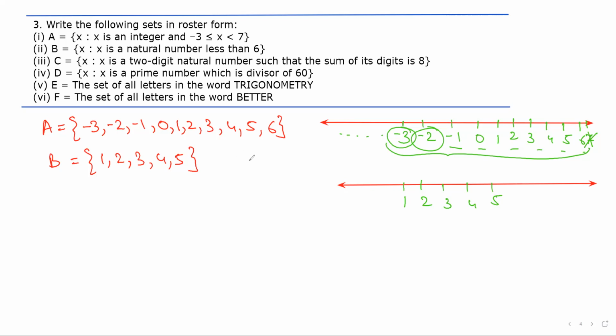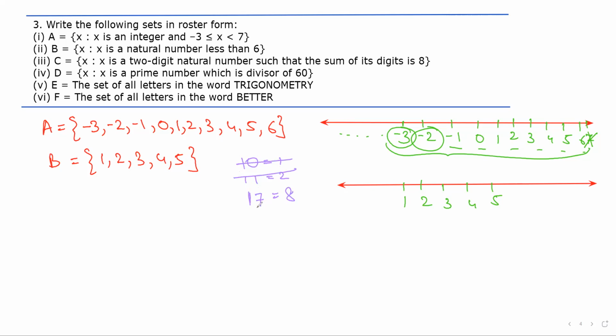We know that natural numbers start with 1. The smallest 2-digit number is 10. If you add its digits, 1 plus 1 is 2. So we need a number which starts with 1 but whose digit sum is 8. So it is 17. The number 17 gives you digit sum 8.